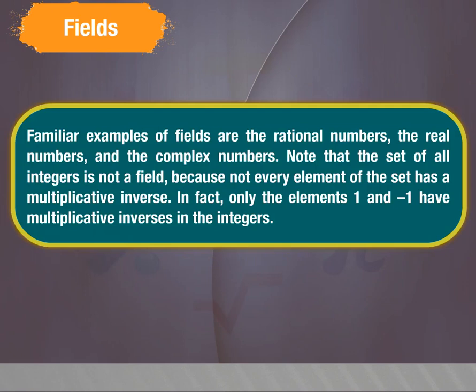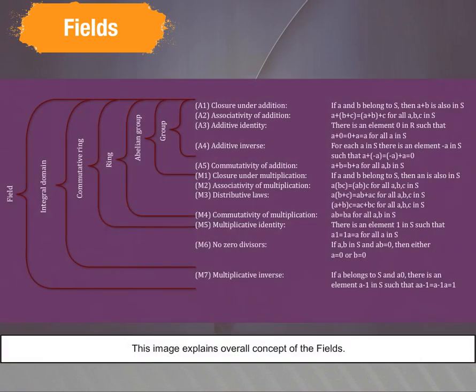Familiar examples of fields are the rational numbers, the real numbers, and the complex numbers. Note that the set of all integers is not a field because not every element of the set has a multiplicative inverse. In fact, only the elements 1 and -1 have multiplicative inverses in the integers. This image explains the overall concept of fields.